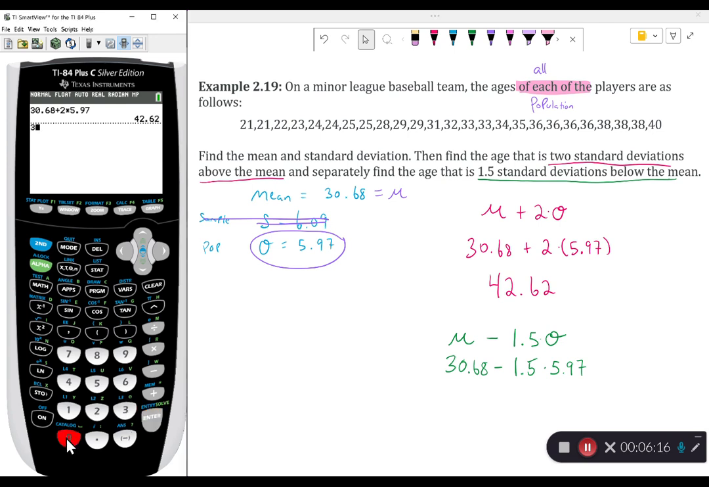So come back over to our calculator, 30.68 minus 1.5 times 5.97, and that will give us an age of 21.725. And that age again is 1.5 standard deviations below the mean.